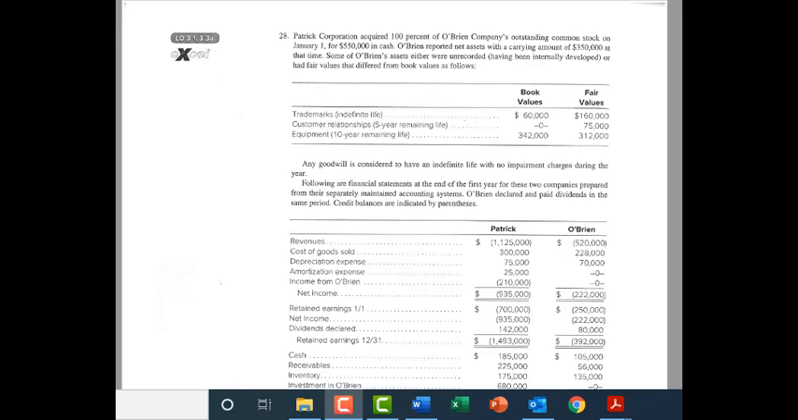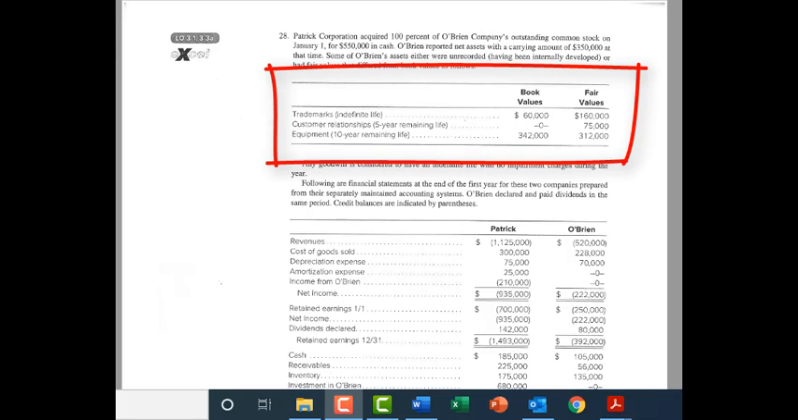Thinking back on that one, at the start of the problem it says Patrick acquired O'Brien, and then they give you this table where they say some of the assets of O'Brien are actually worth a different amount than what they are on O'Brien's statements. So in our worksheet, we handled that with an A entry, right? We figured out the excess, we figured out how much goodwill there is, and when we got to the worksheet, we allocated, A stood for allocation of the excess, we allocated that excess, and the E in the SAIDE was to remind us to do amortization expense.